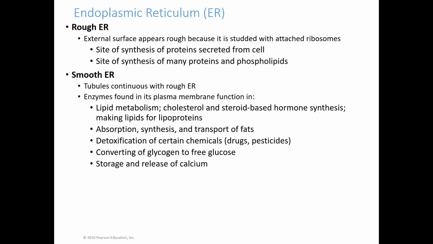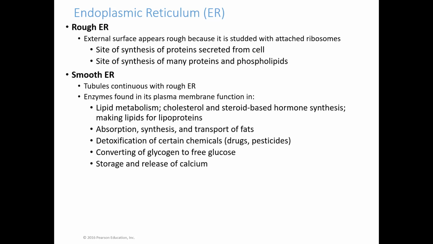Another thing our smooth ER does is convert glycogen to glucose. So cells that have a lot of glycogen stored, like the liver, but also the skeletal muscles, are going to have a lot of smooth endoplasmic reticulum to break glycogen down to glucose for energy. And another thing we see, particularly in our muscle cells, is we use calcium to trigger muscle contractions in our legs and our arms and our skeletal muscles.